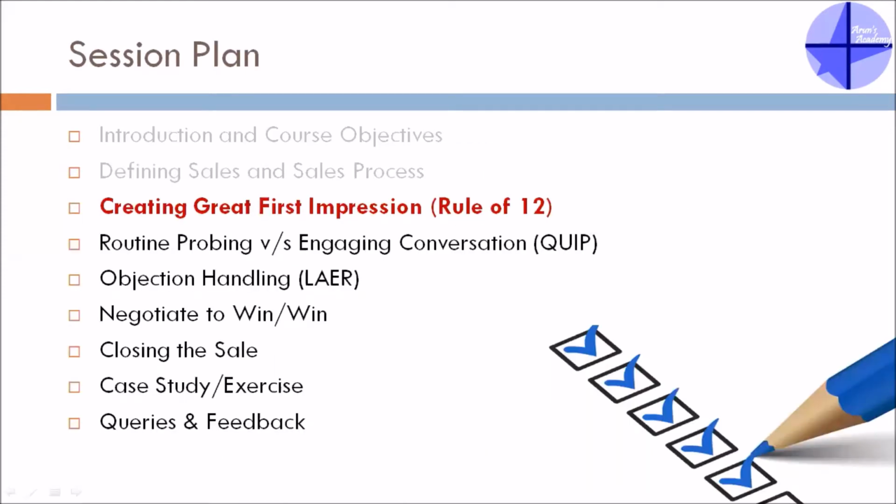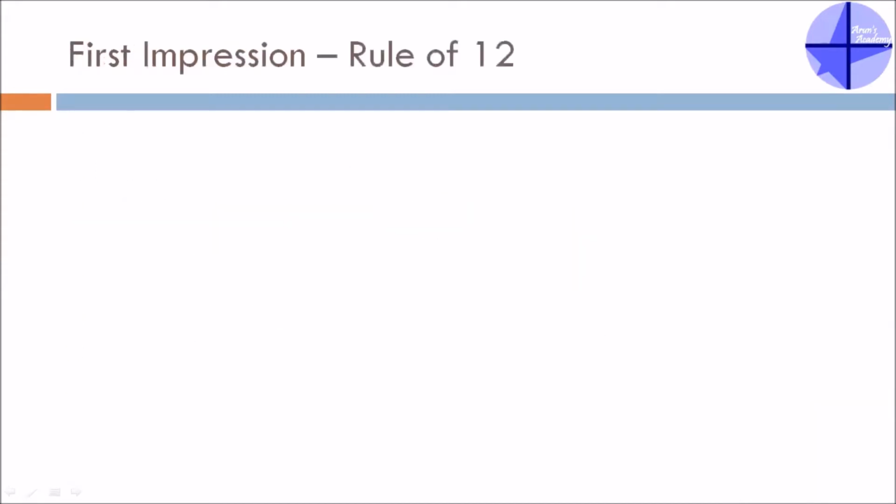After prospecting, during the very first stage of the sales process, that is approach, creating a good first impression becomes very important for a salesman. Let's now understand how you can create a great first impression. There is a rule of 12 to create a great first impression. What is this rule?